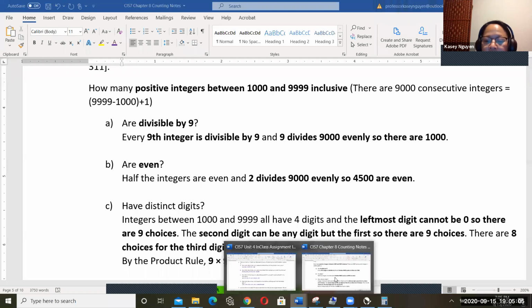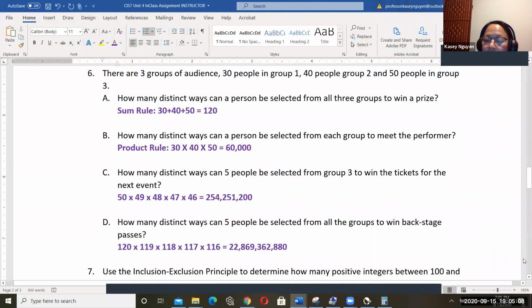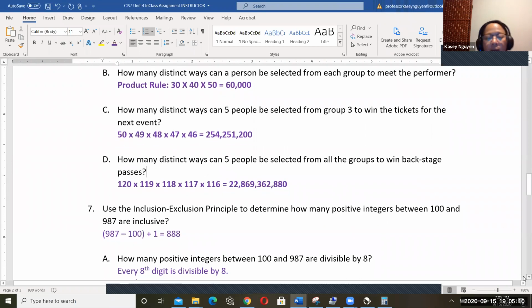Okay, so let's go answer number 7. So 7 asks you to use the inclusion-exclusion principle to determine how many positive integers between 100 and 987 inclusive. So we have the range that's given to us here, 100 to 987. So you take 987 minus 100 and then you add 1, which gives you 888.